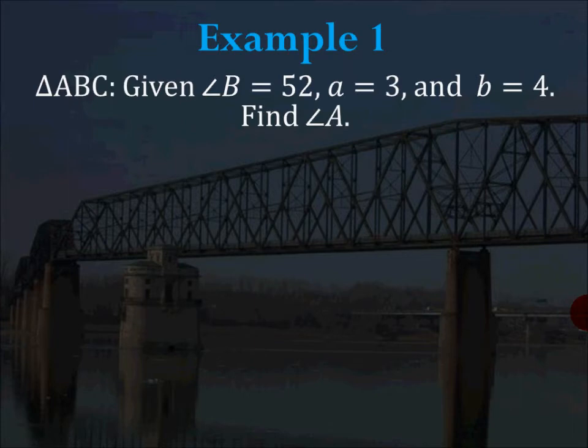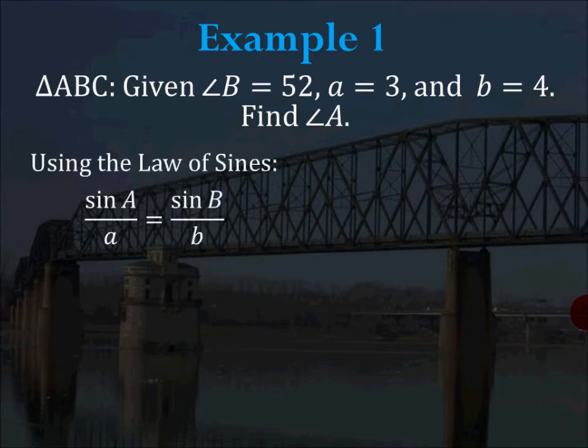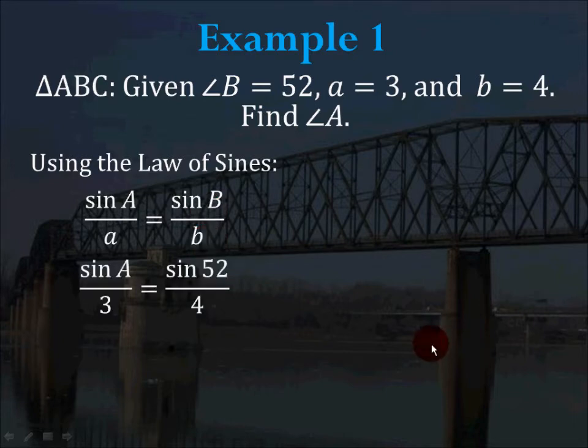Example 1. In triangle ABC, we're given angle B is equal to 52 degrees, side a is 3, and side b is 4. We're going to try to find angle A. All we have to do is use the law of sines. Since the law of sines is a ratio of the sine over each opposite side, and they're all equal, we know that the sine of angle A over a is equal to the sine of angle B over b. We don't have to worry about sine C over c because we don't care about C in this problem. At this point, all you have to do is plug and chug. Plug in 3 for little a, 52 for angle B, and 4 for side b, and solve for A.